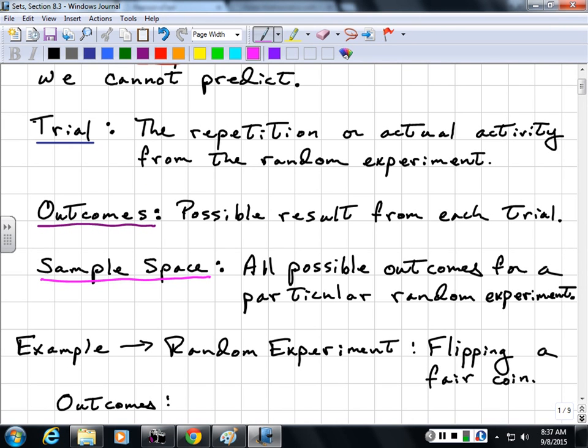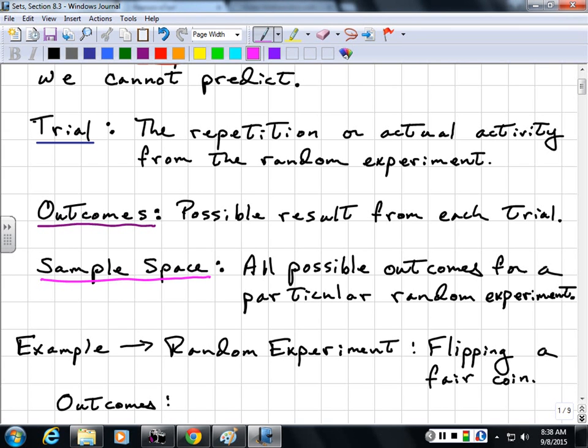And yes, head-tail and tail-head are two different outcomes. Why? Because I'm talking about two different coins. Either the first coin comes up tail and the second coin comes up heads, or the first coin comes up heads and the second coin comes up tails. Those are two different outcomes.